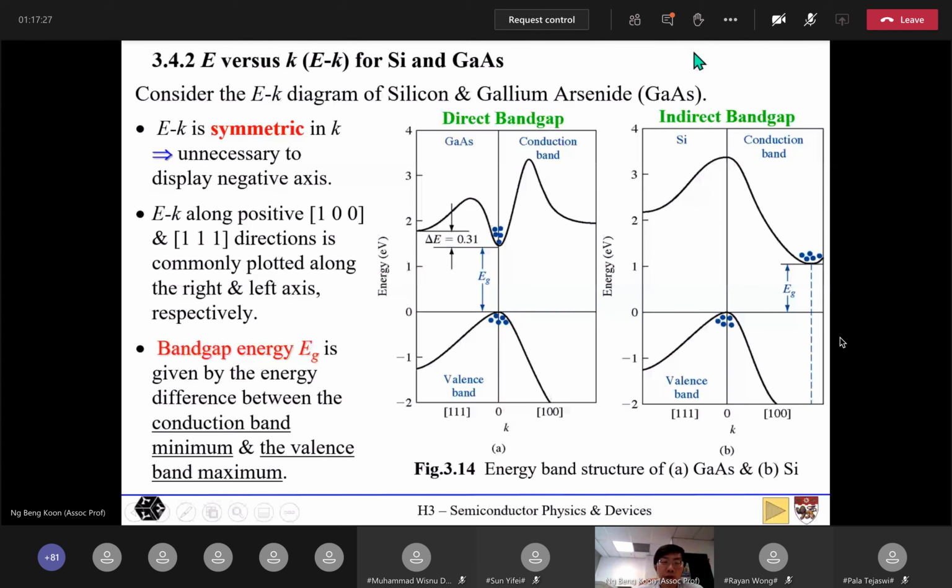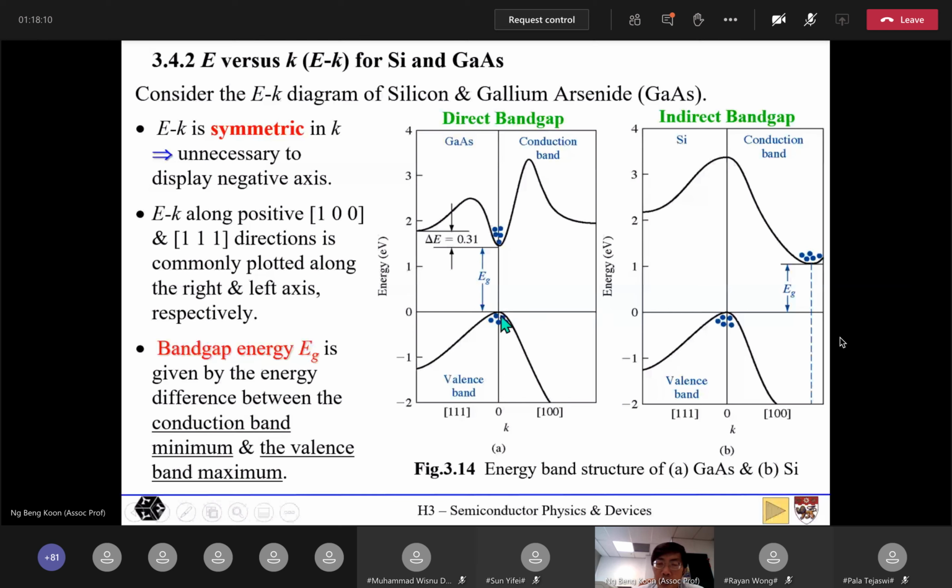As I mentioned before, the EK relation is direction dependent, and so wherever we show the EK relation of a semiconductor, we don't just show it for one direction. Instead, if you look at textbooks, you typically will find the EK relation comprising different directions pieced together. For example, for gallium arsenide, on the right hand side from the 0 value, you have the 100 direction. Remember the square bracket indicates crystal direction. On the left side, they piece together the 111 direction.